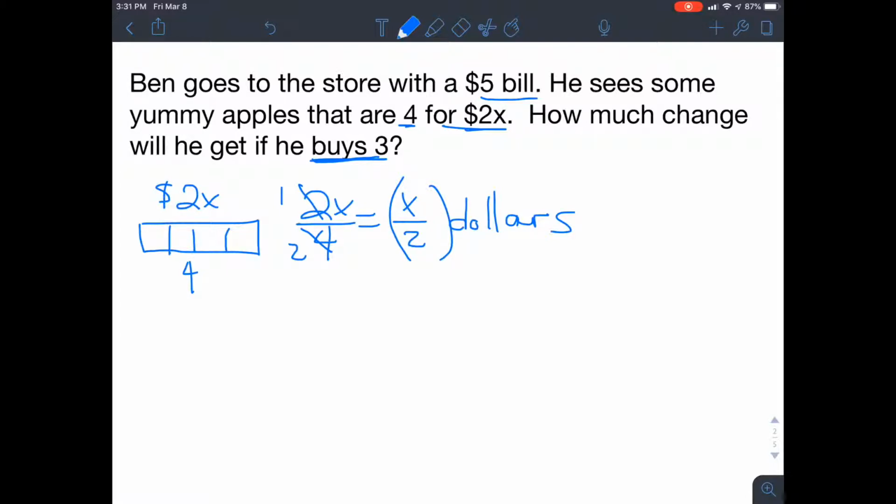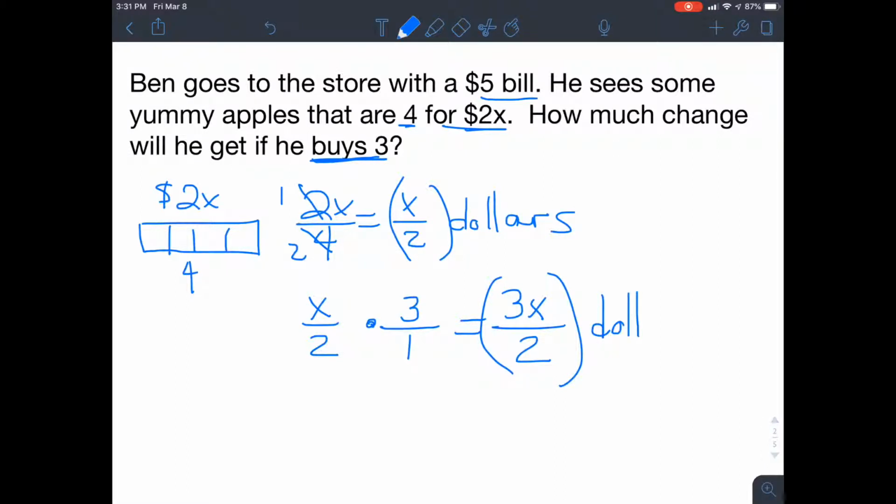So each apple is x divided by 2. Now I need to find out what happens if I buy 3 apples. So x divided by 2 times 3. And I can think of that as 3 over 1. That makes it a little bit easier. So I multiply the top, 3x, multiply the bottom, 2 times 1 is 2. So 3x over $2 for 3 apples.